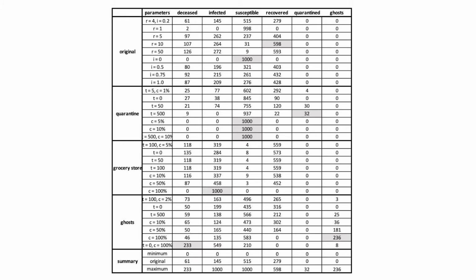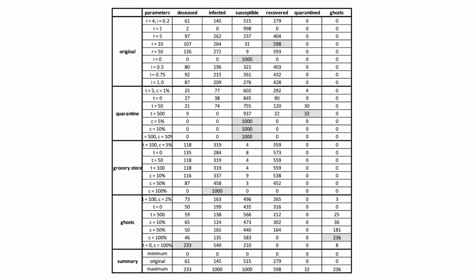The maximum number of infected people occurred in the grocery store when the chance of being sent to the store would be 100%. And then in terms of susceptible, this happens both in the original case where infections is equal to 0, but also in quarantine when the chance of being quarantined kept on increasing.